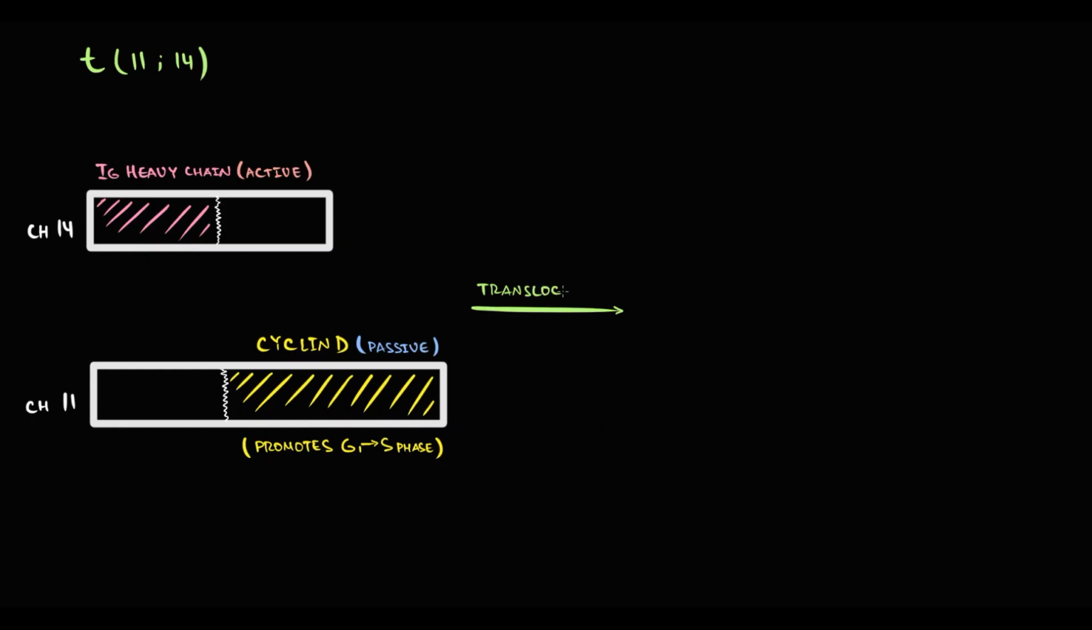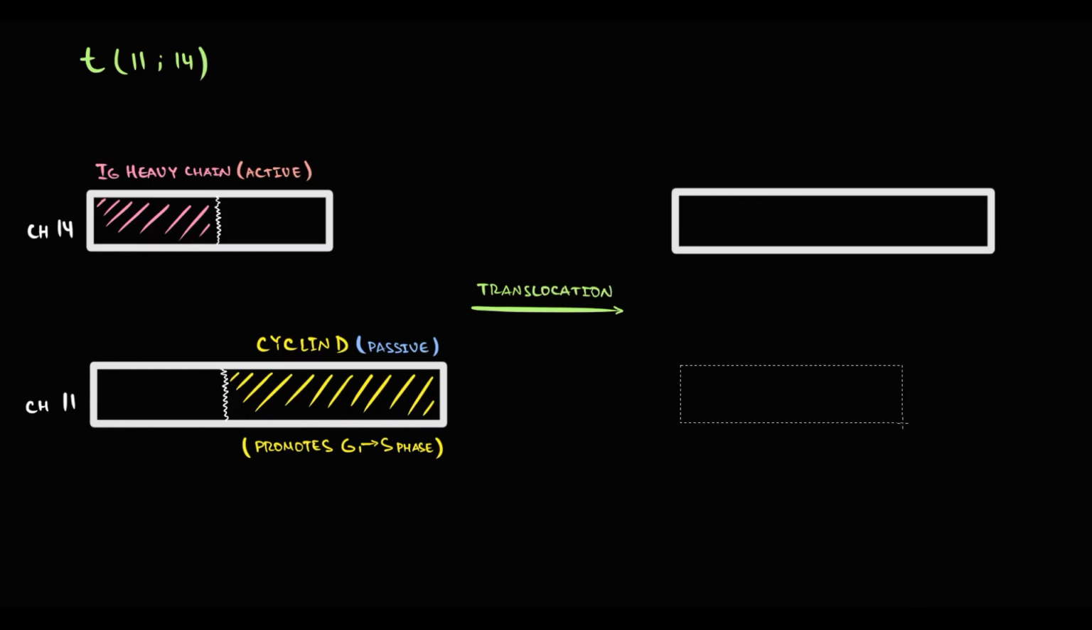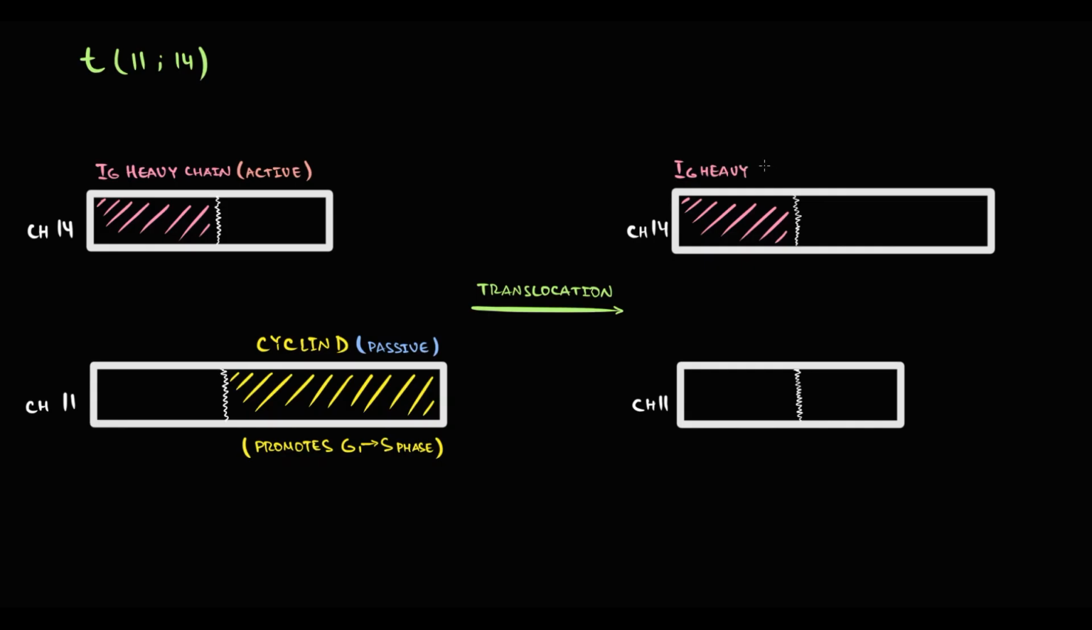Then translocation between chromosomes 11 and 14 happens. The cyclin D1 gene on chromosome 11 translocates onto chromosome 14, right under the always active IgG heavy chain promoter. Result, cyclin D1 is now constitutively active. The brake is gone. The cell cycle accelerator is stuck to the floor.